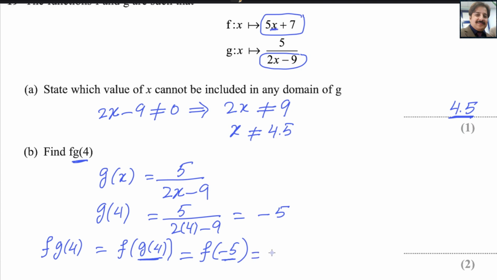So we'll get here 5 times negative 5 plus 7. And finally our answer is negative 25 plus 7, which is negative 18. So negative 18 is the answer for this part. Move on.